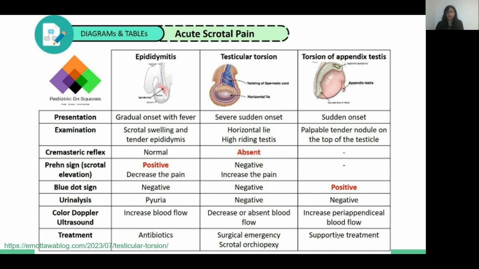So yes. Any questions on torsion? Or anything else? Any other differentials you'd like to discuss for abdominal pain? It could be a whole series by itself. Someone was asking what about autoimmune disease for abdominal pain, like something like celiac disease? It could be. Definitely it could be.